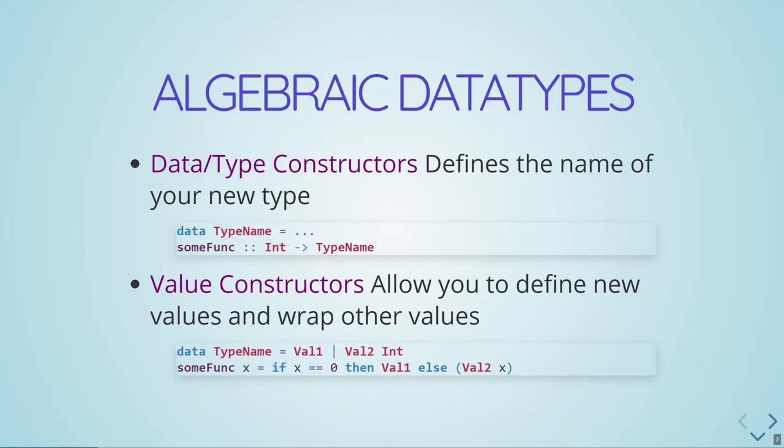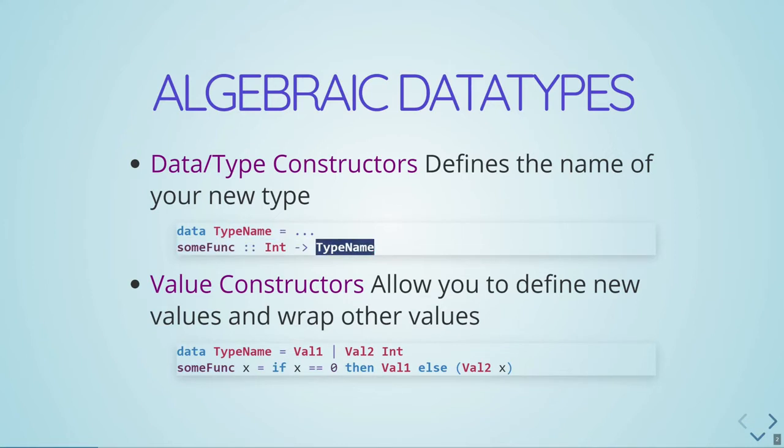So the first thing you do when you write a new data type in Haskell using the data keyword is you give it a type name. So this is going to be the name that's used in your type signature. So let's say you have a function sumfunc and it returns a type of your new data type. This name, this first thing, is what you're going to put as the type name.